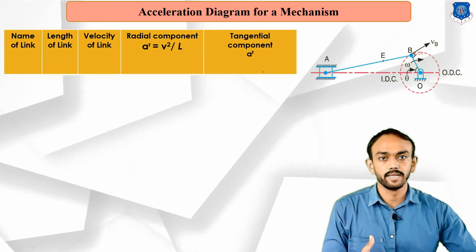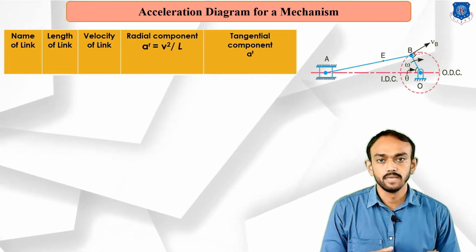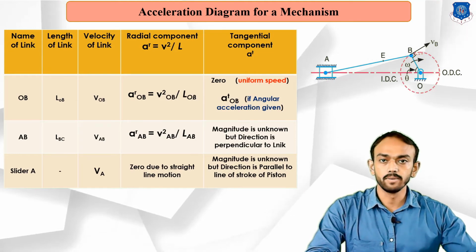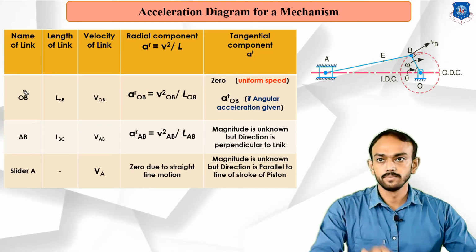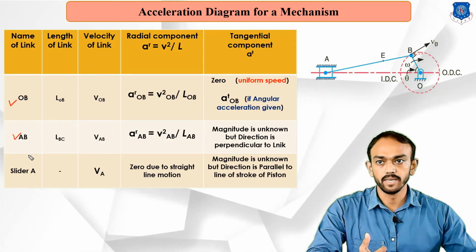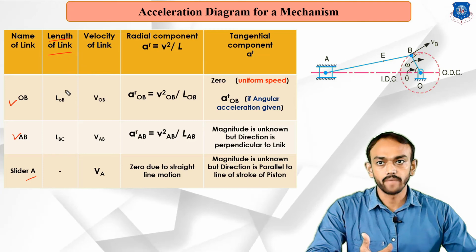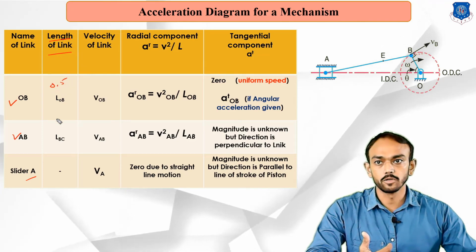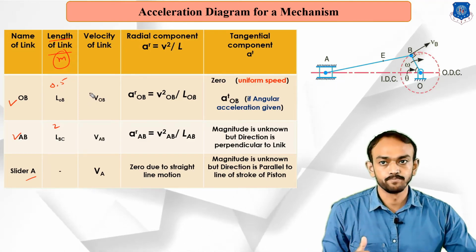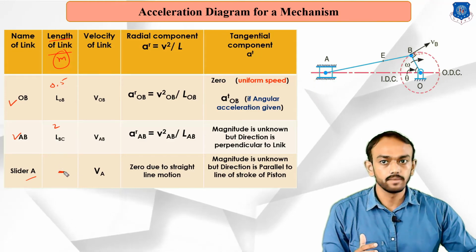Now the length of the link. In the given data these lengths are given, so we will put the lengths in the second column, and for the slider there will be no length, so it will be a dash. As you can see in the table on the screen, first put in the first column the names of the links: OB, AB, slider A. In the second column you can see the length of the link. Whatever length is given, like 0.5 meter or 2 meter, put the value, and keep the same unit for all. For the slider there will be a dash.